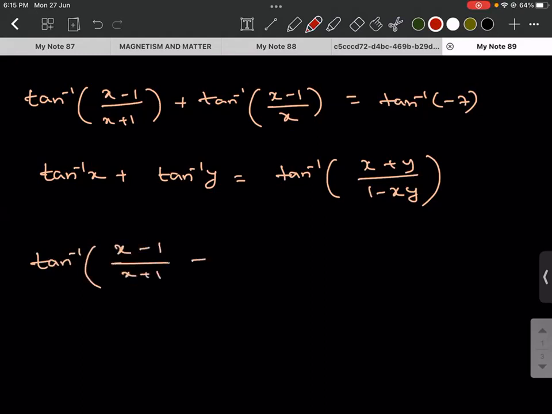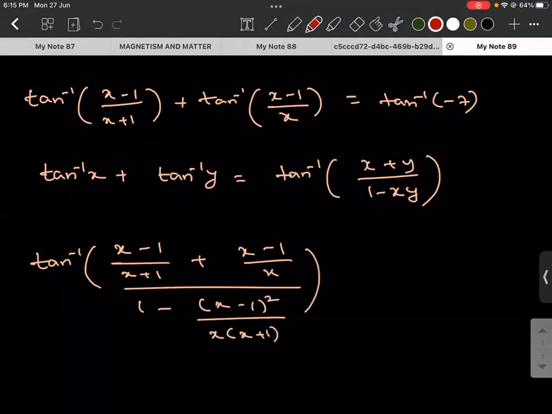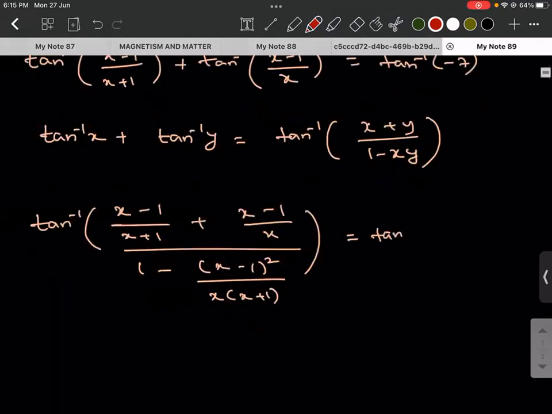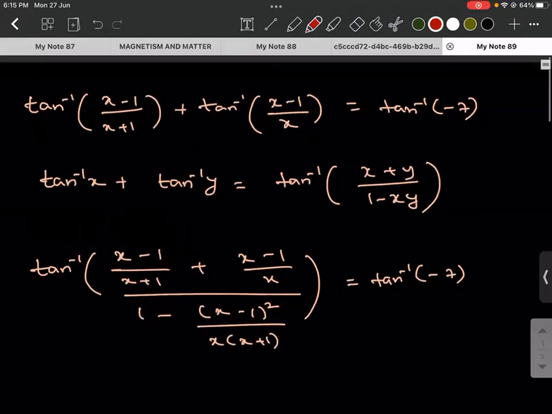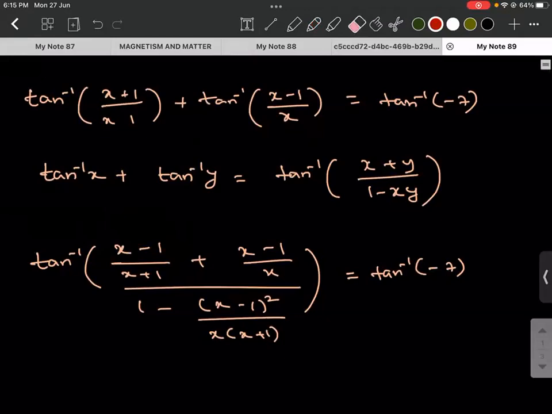So tan inverse of (x minus 1 by x plus 1 plus x minus 1 by x) the whole divided by (1 minus (x minus 1) the whole square divided by x into x plus 1). Is that right? So is this what you did? I copied the question wrong. Oh, sorry. It is x plus 1 by x minus 1. Then this x minus 1 will get cancelled. You will be left with x plus 1 divided by x. Is that right?